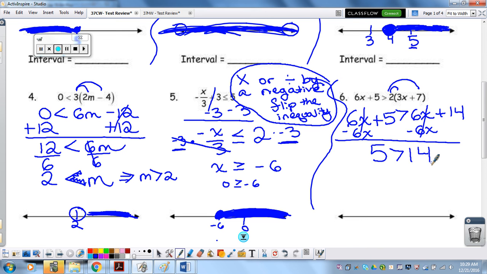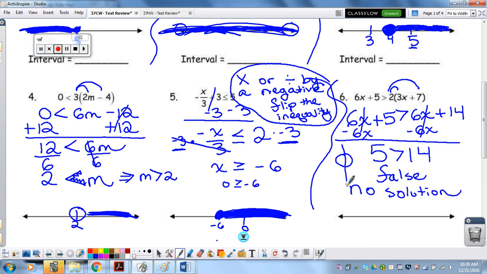Huh? Is 5 greater than 14? No. That is a false inequality. Since it is false, 5 is actually smaller than 14. Since it's false, that means there is no solution. Also, you can write it with the little O with the line through it, and that means there's no solution. Since there's no solution, do you think we need to shade that number line? We do not need to shade that number line.